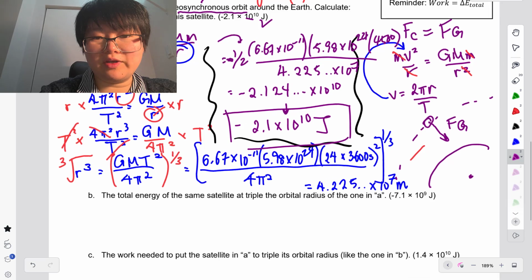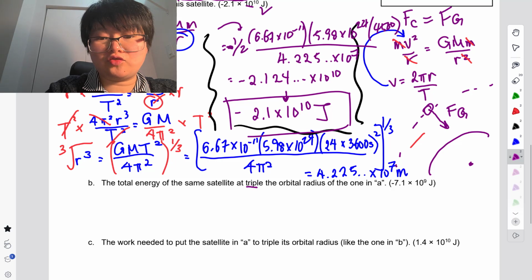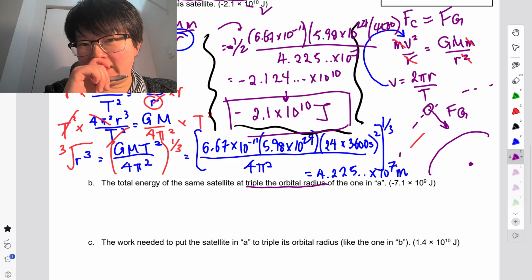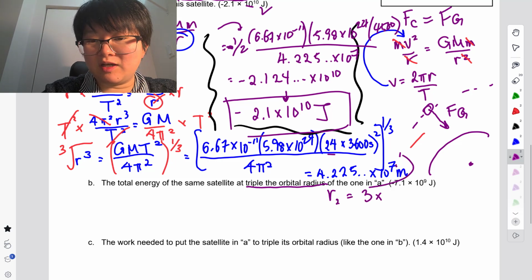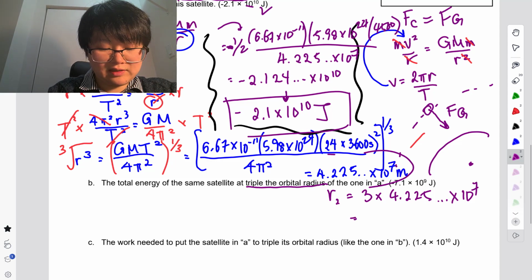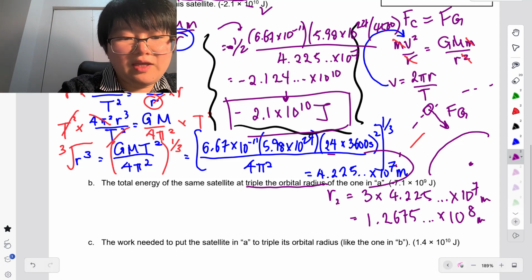Okay, so now we're going to do exactly the same thing, but below we want the total energy of the same satellite at triple the orbital radius as the one in A. That's not too bad because all we have to do is plug in exactly the same thing, except our new orbital radius, I'll call this R2, is going to be 3 times this number, 4.225. Don't forget to save all of our digits, times 10 to the power of 7. And we're going to get 1.2675 times 10 to the power of 8 meters. Don't forget units.